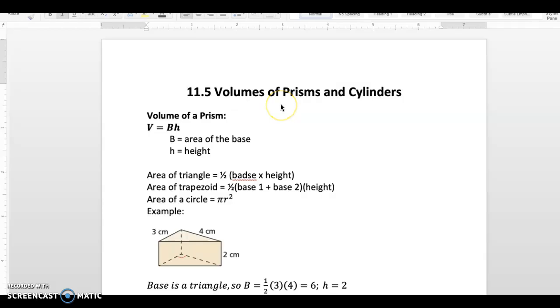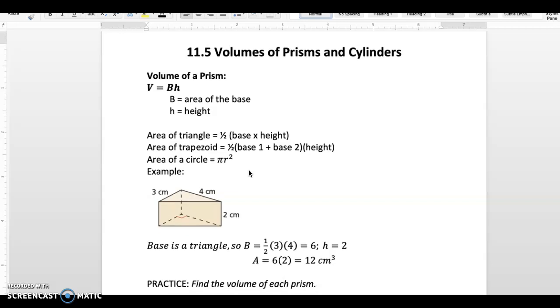So to start, how to find the volume of any prism is you take the area of the base times the height. The capital letter B stands for the area of whatever the base is. So if it's a triangle, you'll use one formula. If it's a trapezoid, you'll use another. If it's a rectangle, square, and so on. And for height, it will all be given within there, so that doesn't change.